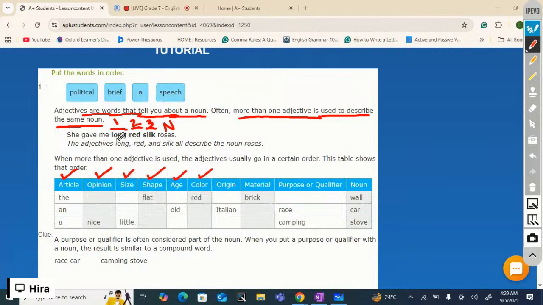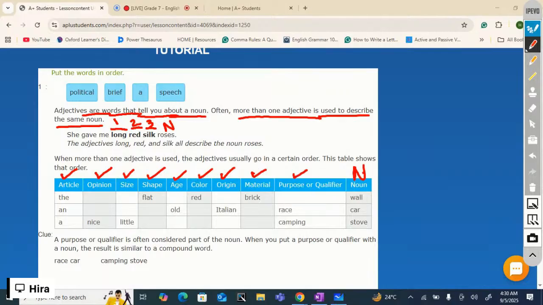Like the first one is about the size of the roses, long. Then the second one is about the color, red. So size must be mentioned before color. Okay, then origin, it's not mentioned in this example. Then material, it's silk, the material is silk. So in order, size comes before the color and the color comes before the material of the thing, obviously thing here. Then comes purpose or qualifier, and then the last one, the noun.